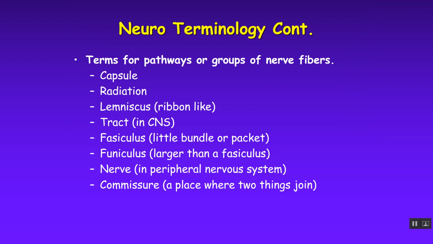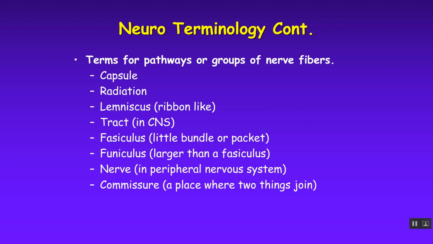Still on neuroterminology here. There are certain terms commonly used when describing the nervous system that refer to pathways or groups of nerve fibers, which are mainly axons. Neurons typically have an axon coming off of them, and groups of these axons or nerve fibers are called by different terms used to describe pathways. If you hear the term capsule, that is often referring to a group of nerve fibers.